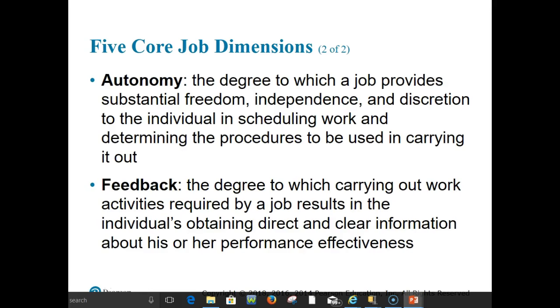Now moving on to 4, that's autonomy, and that's the degree to which a job provides substantial freedom, independence, and discretion to the individual in scheduling the work and determining the procedures to be used in carrying it out. And then finally, feedback, and that's the degree to which doing work activities required by a job results in an individual obtaining direct and clear information about the effectiveness of his or her performance.